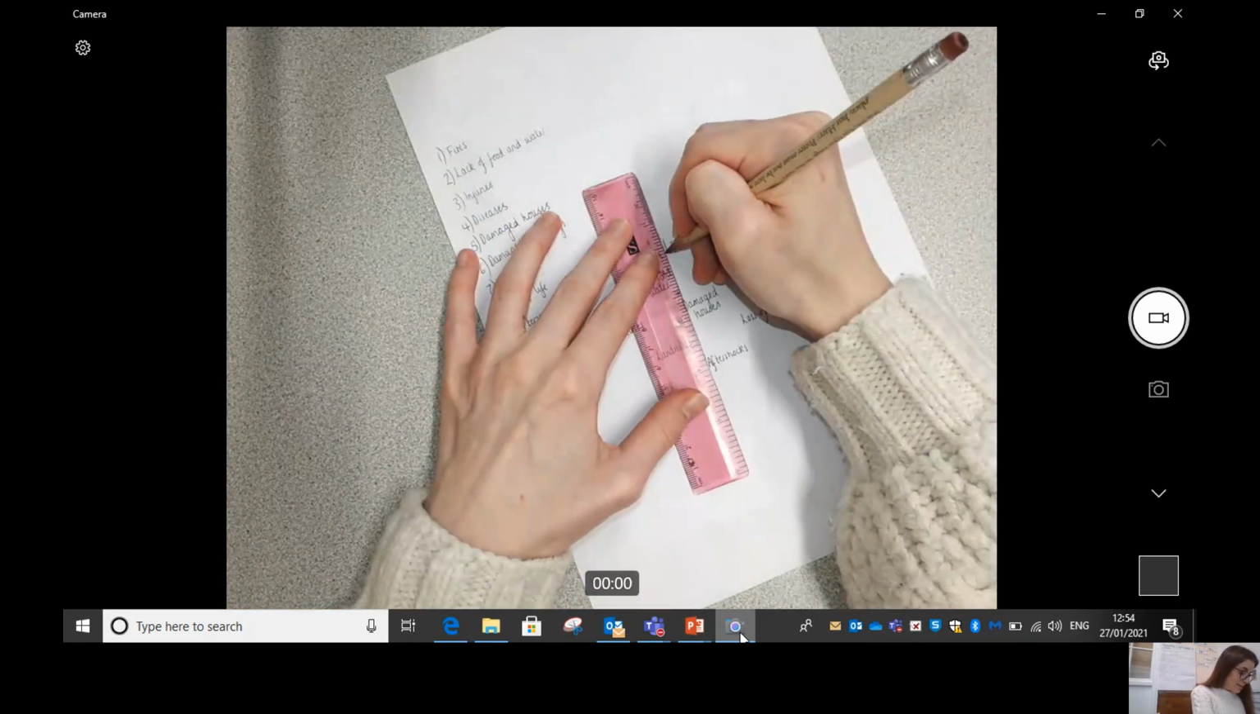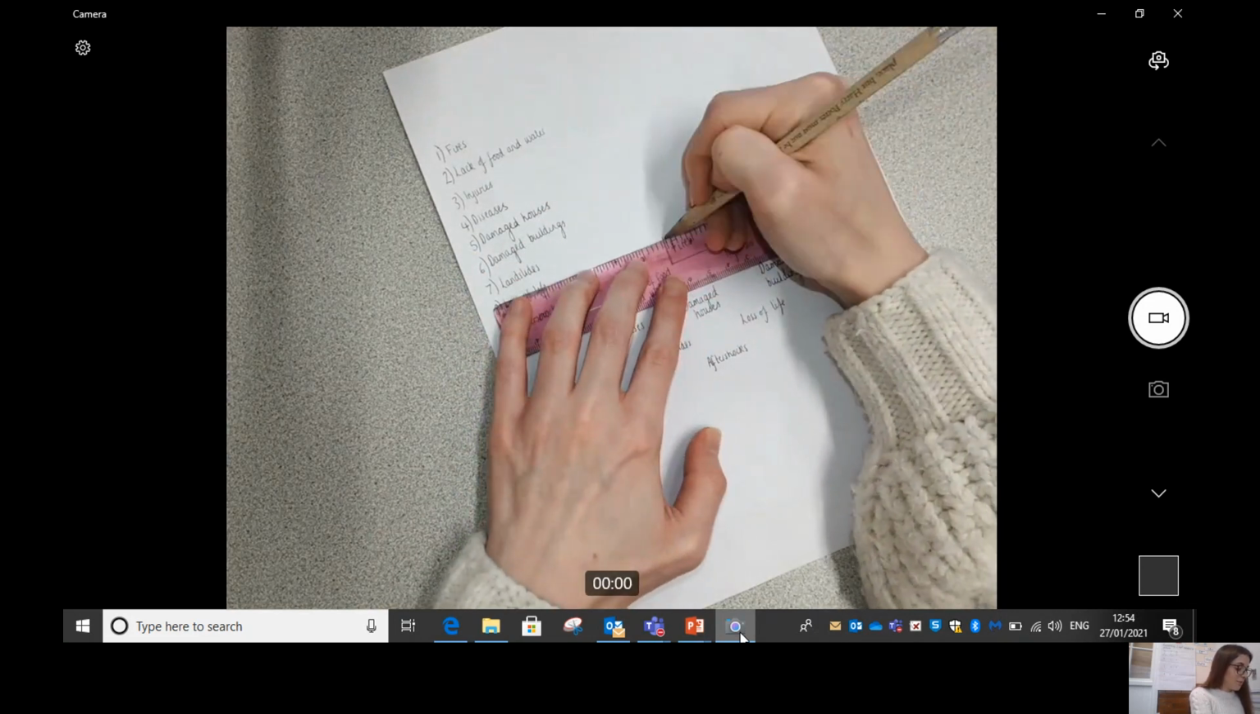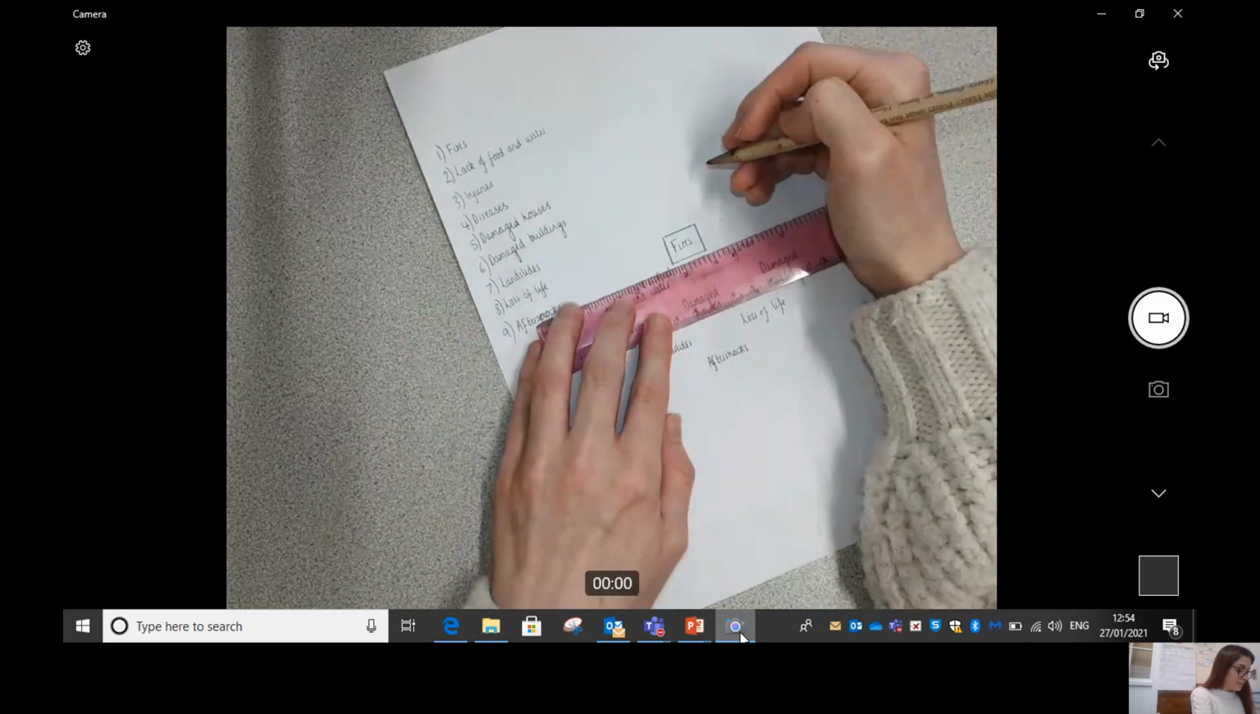Now, to make it a little bit neater, more presentable, I'm just going to draw boxes around my ideas.